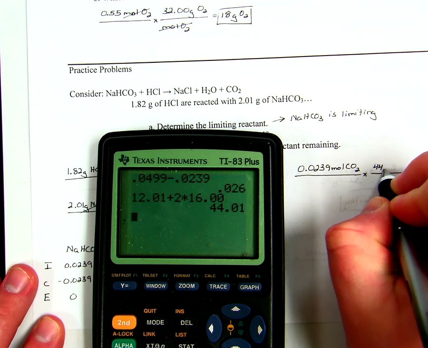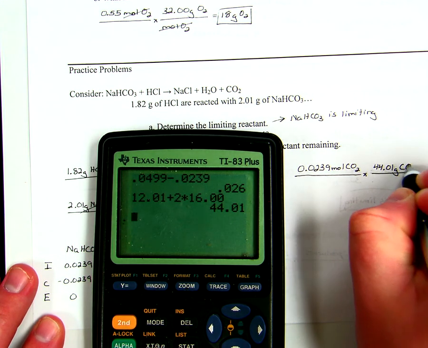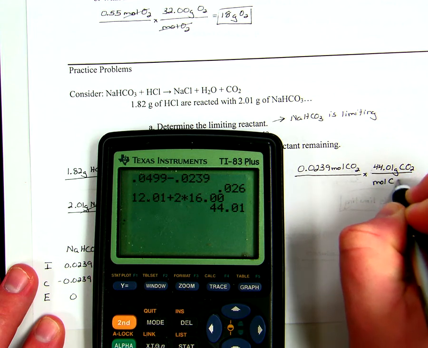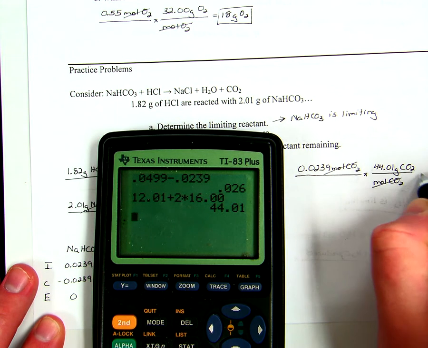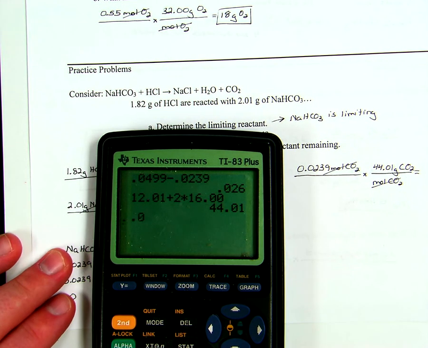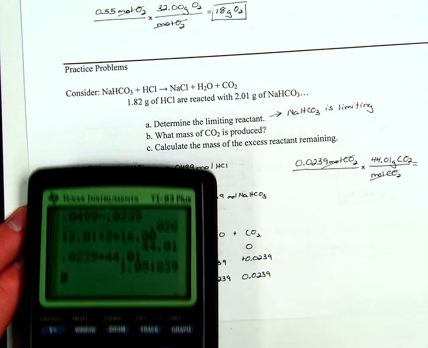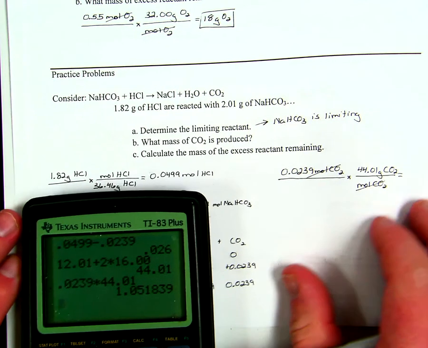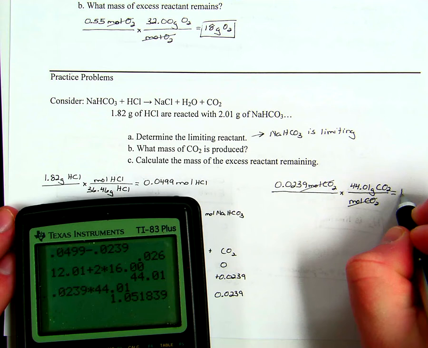Moles cancel, so 0.0239 times 44.01. Looks like we get 3 sig figs. Slide this over a little bit. That is 1.05 grams of CO2. So to answer this question, 1.05 grams CO2.